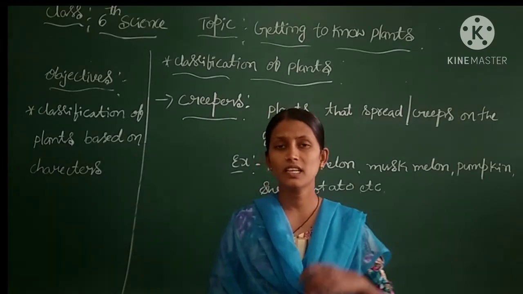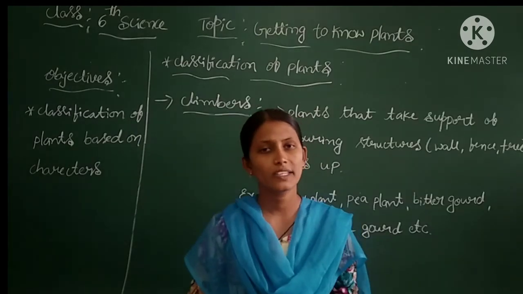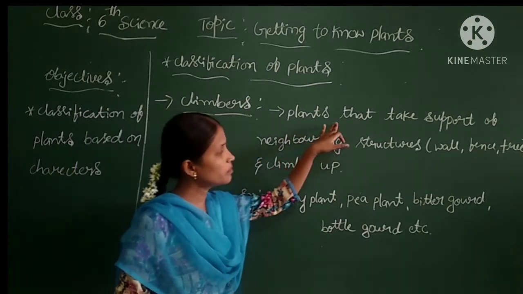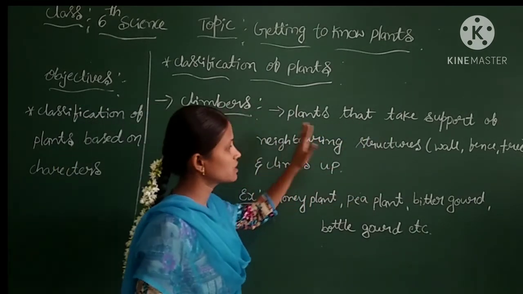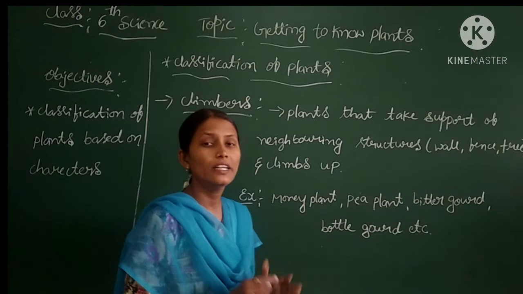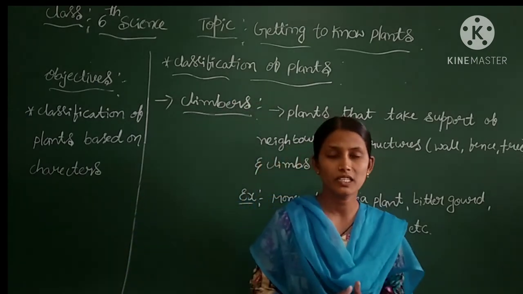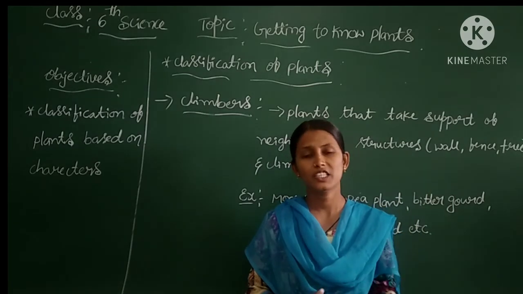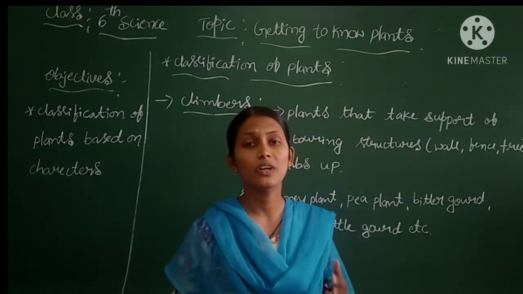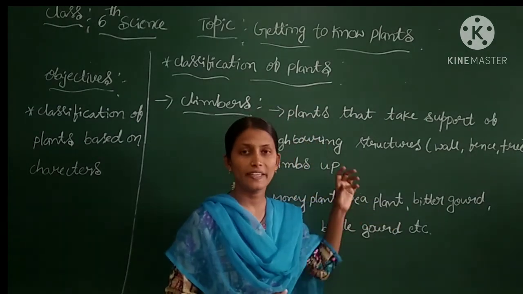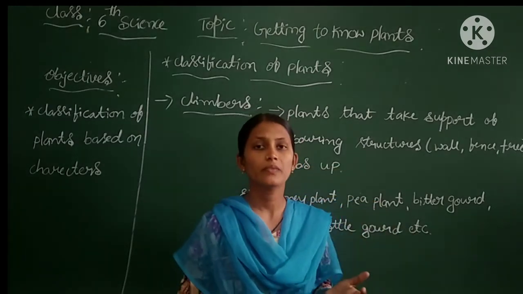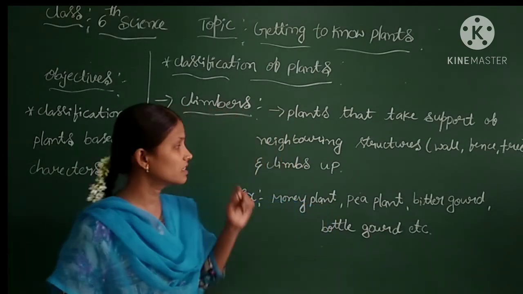Now let us discuss the next type of plant, that is climbers. These climbers take support of a neighboring structure, that is a wall, fence or trees, and they climb up. Climbers are the plants which take the support of other structures, like a wall, a fence or trees. By taking that support, they climb up. So these types of plants we are calling climbers.